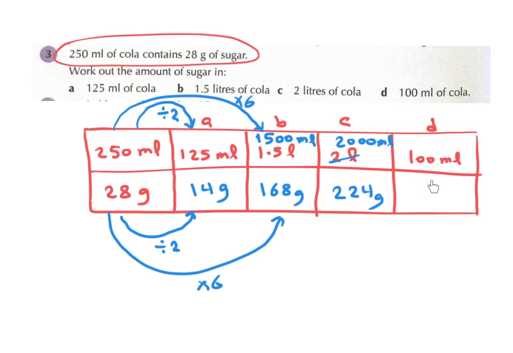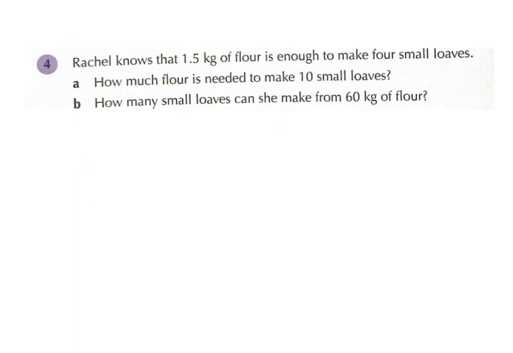Okay. For the last one, D. From 2,000 to 100, divide by what? From 2,000 divide to 200 to 100. Divide by what? 20. Divide by 20. So you need to divide 224 by 20. 11.2 grams.